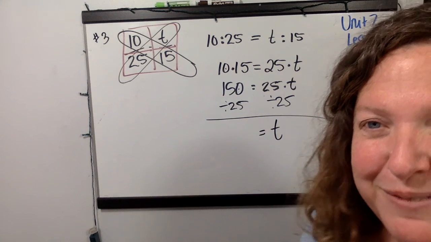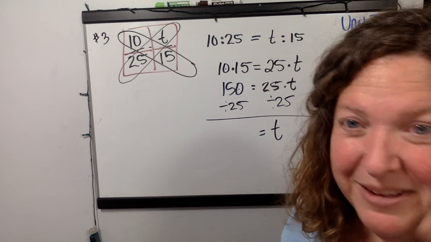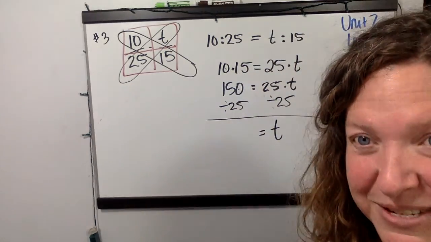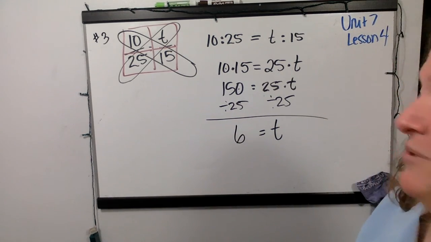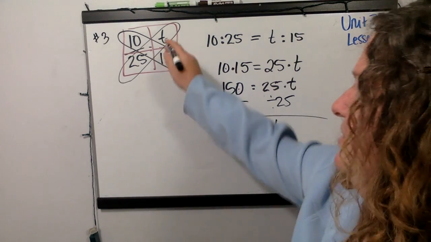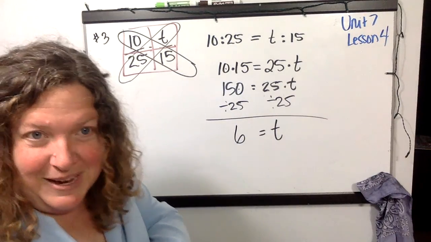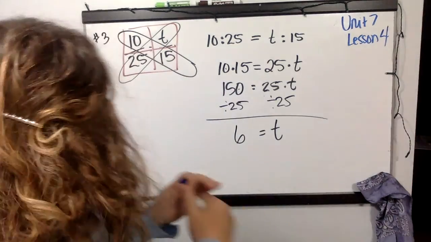What is 150 divided by 25? You might have already known. 4 25s is 100. And then 2 more gives us 150. So the answer is 6. Now, let's see if we can find that as a factor puzzle. Let's see if this one works as a factor puzzle.